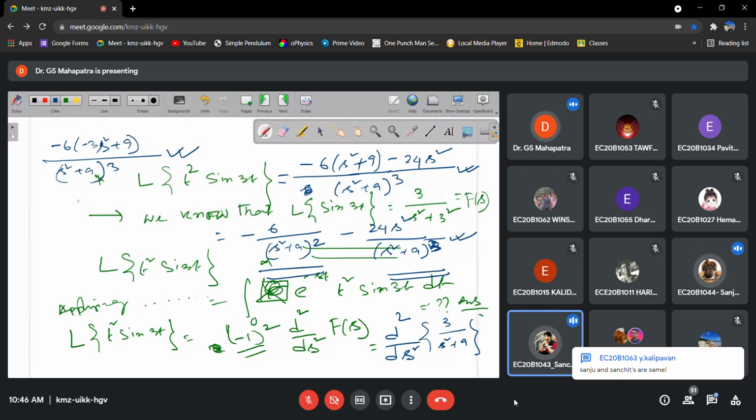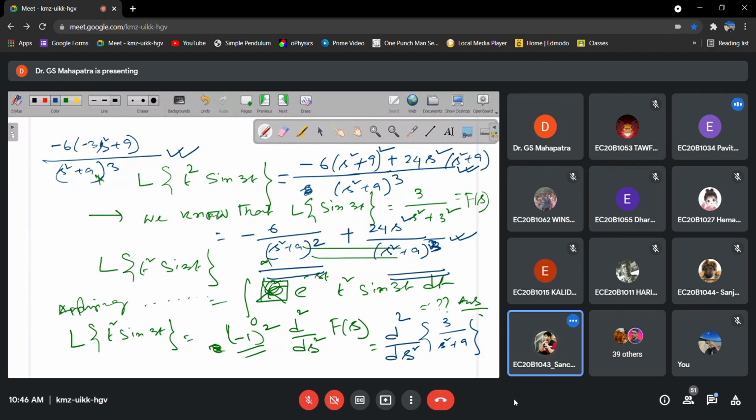Sir, I also got it, but I did it in simplified form. The extended form is minus 6 bracket s square plus 9 the whole square plus 24 s square bracket s square plus 9, by s square plus 9 the whole power 4. Yeah, that's what I got. Okay, I understood.